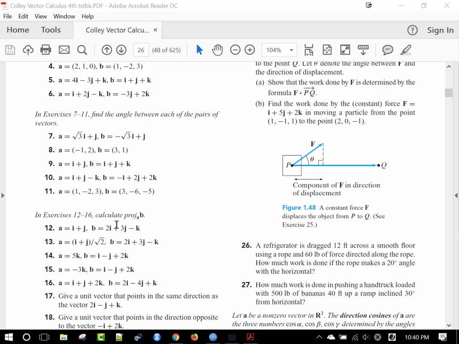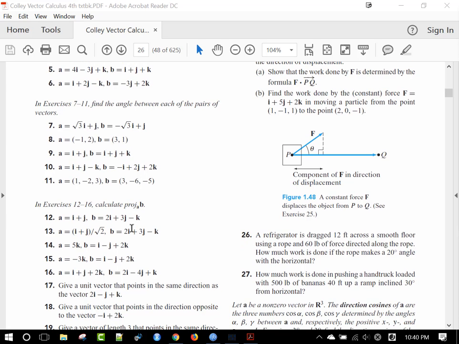Okay, for the projection of B onto A, you just use the formula. They want you to calculate the vector, not just the magnitude, but the vector, the projection of B onto A as a vector. They didn't say magnitude of this. Okay.